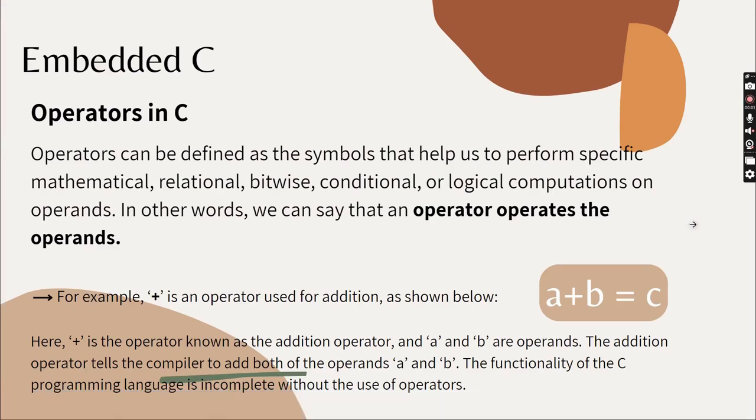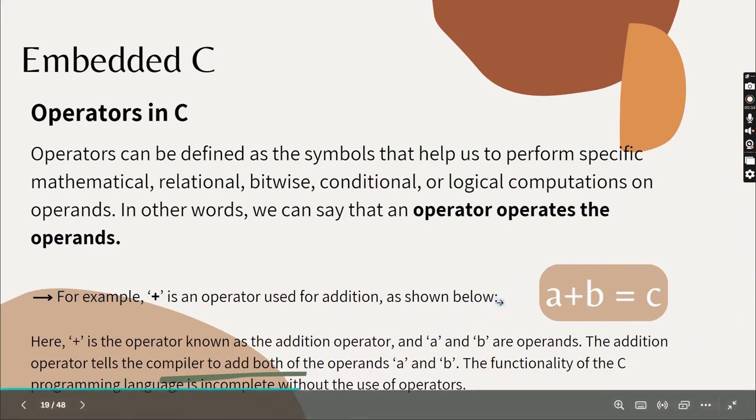Now we come to our next topic, which is operator. An operator can be defined as a symbol that helps us perform specific mathematical, relational, bitwise, conditional, or logical computation on operands. In other words, the operator operates on the operand. When we want to write an algebraic or relational expression, we use an operator. For example, a plus b is equal to c. We use this plus operator, and these are the operands, the values on which our operator is applied.